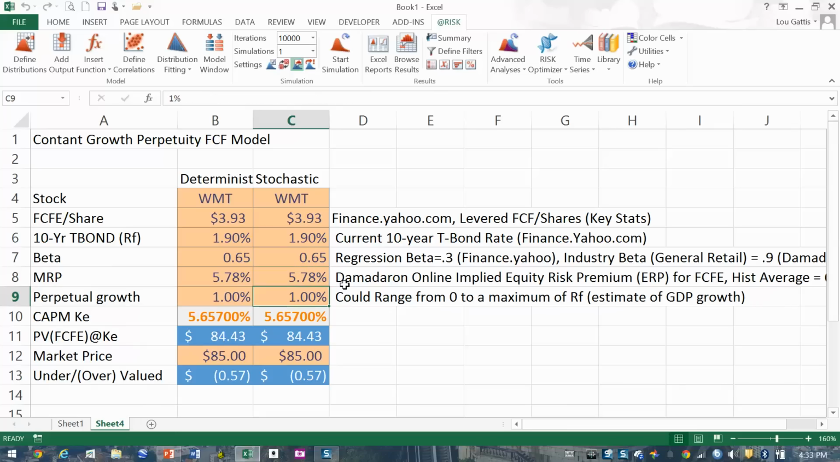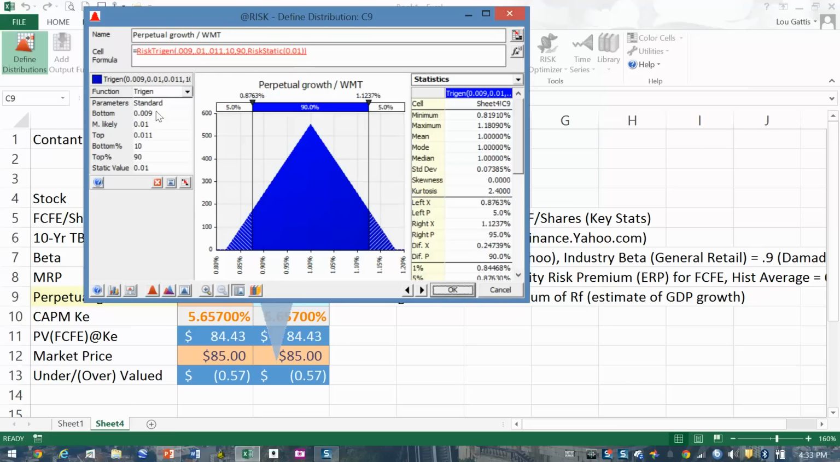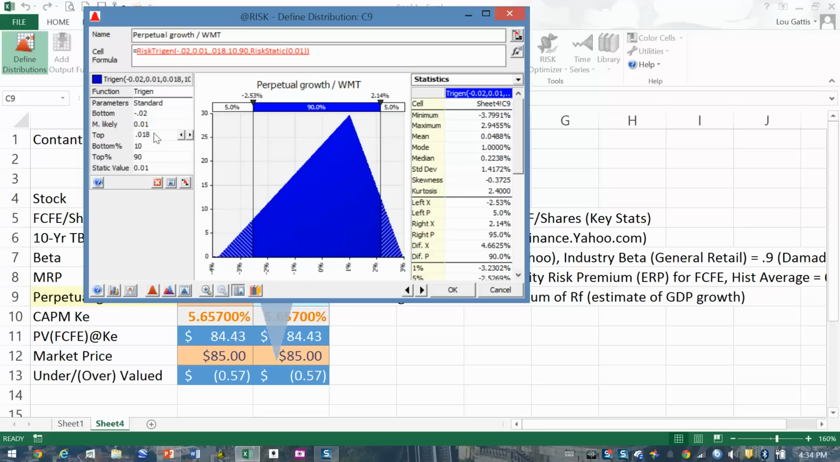And the last one, I'll pick kind of an interesting one, define distribution. I'm going to pick trigen. A trigen allows you to input a central value, a peak, and then put in a tail, not a min or a max, but a tail. So let me show you what that means. Let's put in, I'll call it bottom, minus 0.02. That's not the min, but we'll talk about it. Most likely 1%. And let's say the top, let's go ahead and put in 0.018.